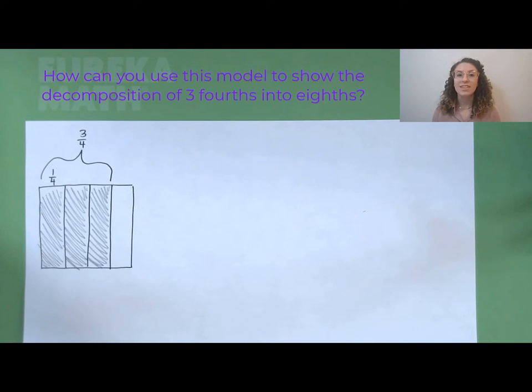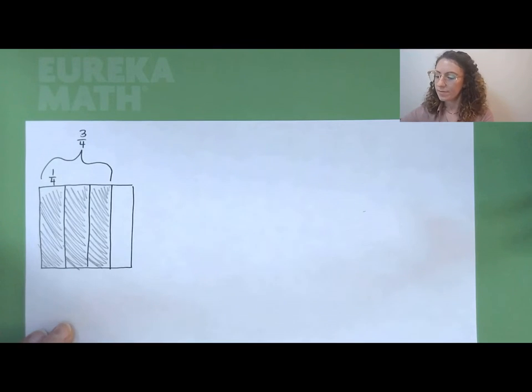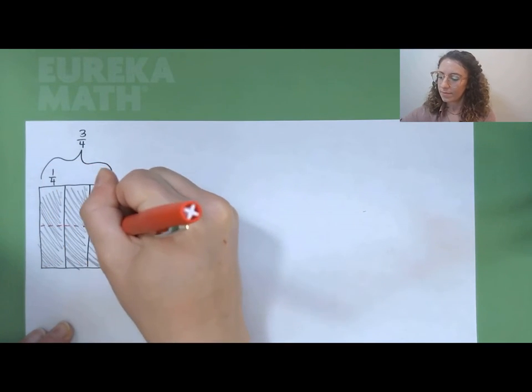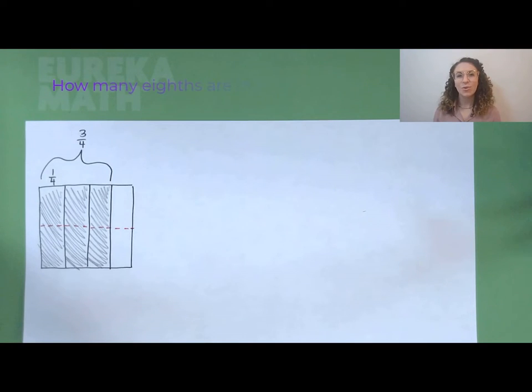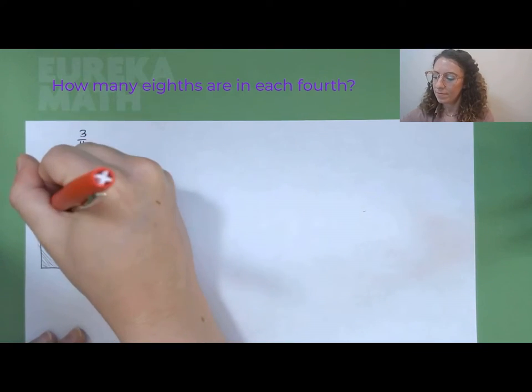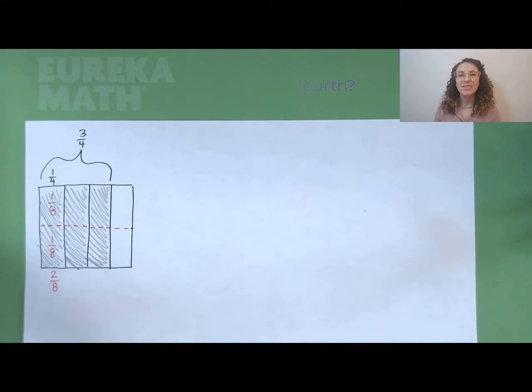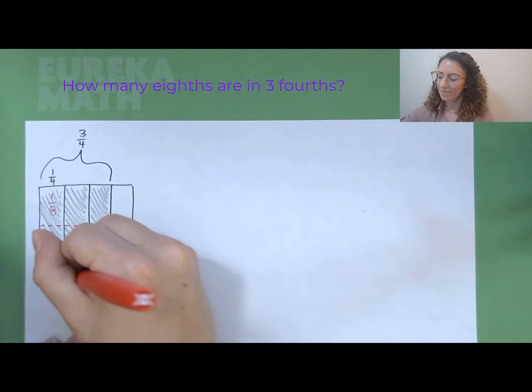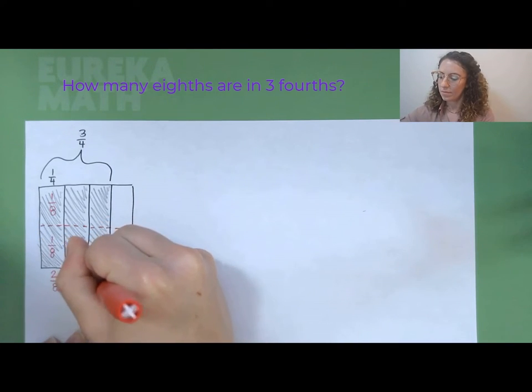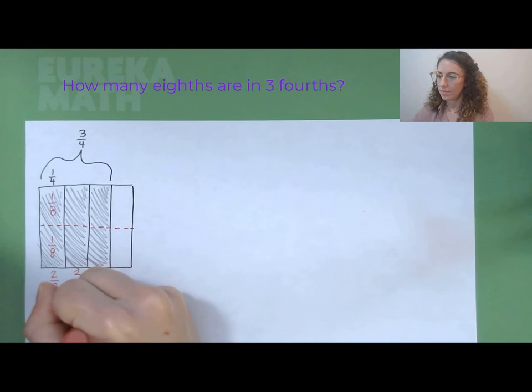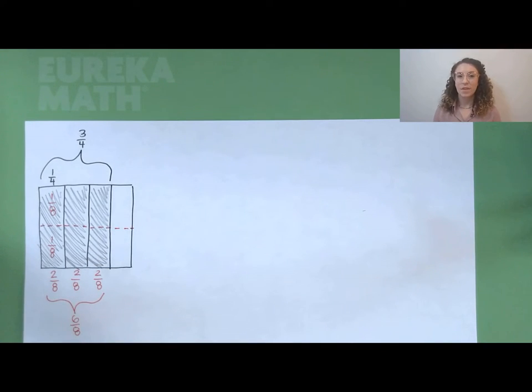We need to make 4 parts into 8. I know 2 4s make 8. We could draw a line so that each of the fourths is split into 2 equal parts. How many eighths are in each fourth? 2/8. Notice where we shaded 3/4. How many eighths are shaded? 6/8. Pause here. Describe this decomposition using addition.